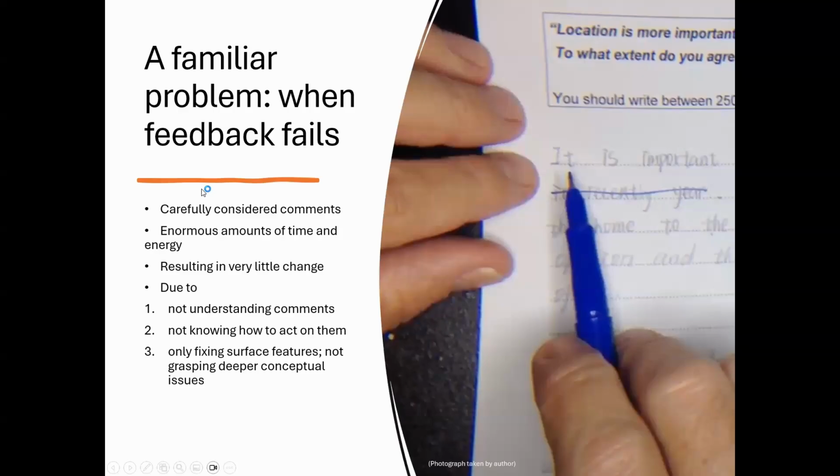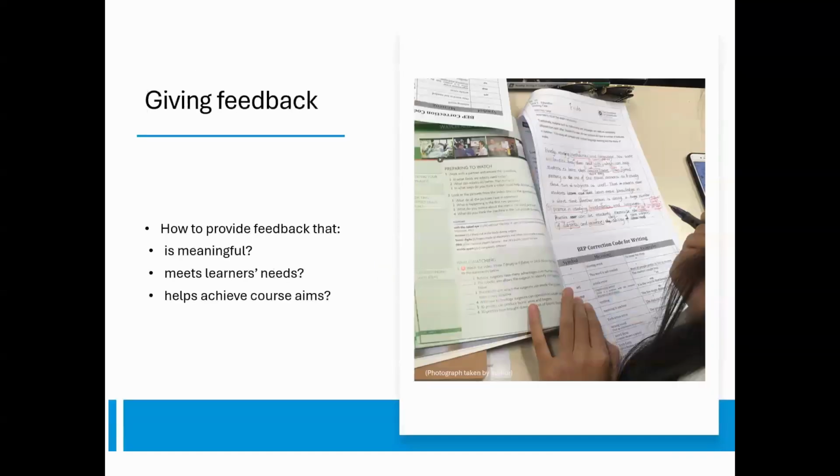tackling and investigating. And I did this by looking more specifically at a particular context, which I'll tell you about in a moment. But really, I wanted to investigate how to provide feedback that is meaningful to learners, that meets their needs, but also helps achieve course aims. And these were two opposing things that I identified quite early in the study that teachers were trying to balance and address in the classes.